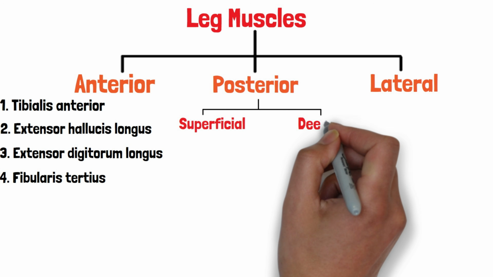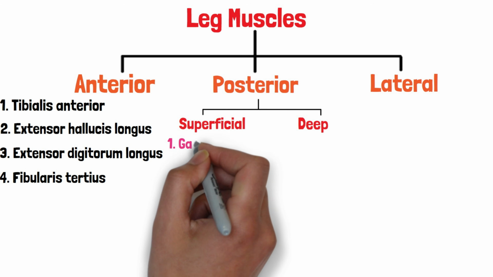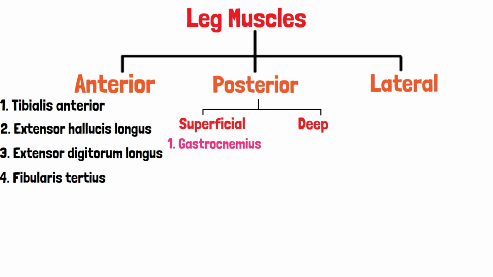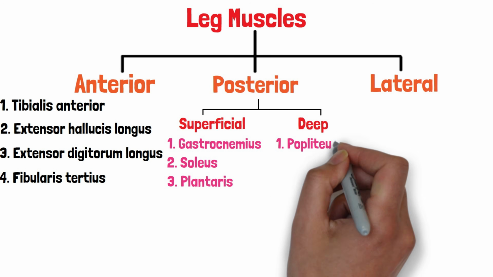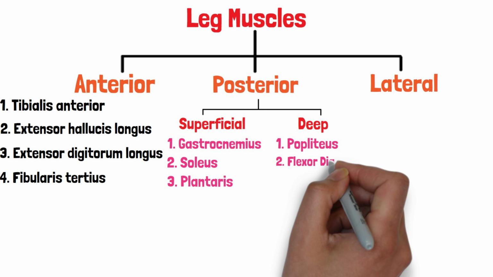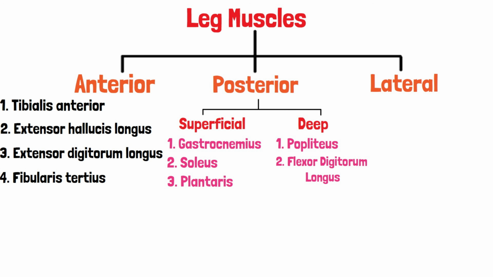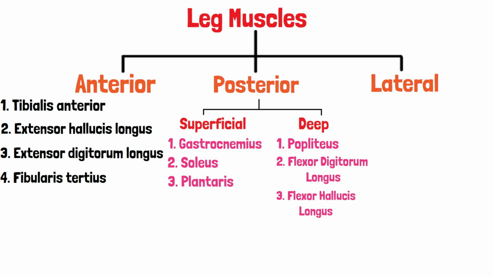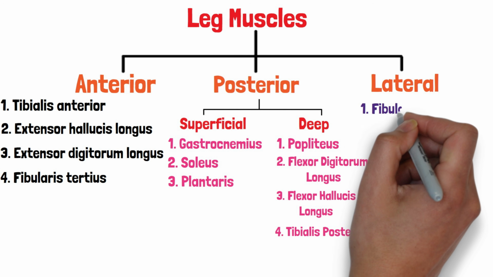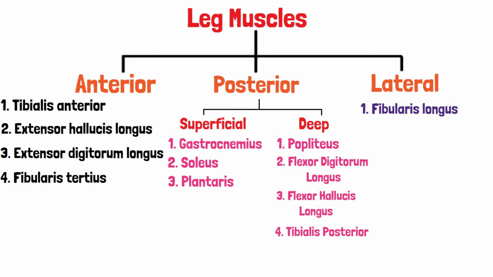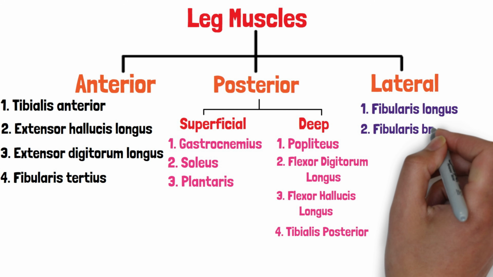The superficial group of muscles include the gastrocnemius, soleus, and the plantaris. The deep group includes the popliteus, flexor digitorum longus, flexor hallucis longus, and the tibialis posterior. The lateral compartment includes the fibularis longus and the fibularis brevis muscle.